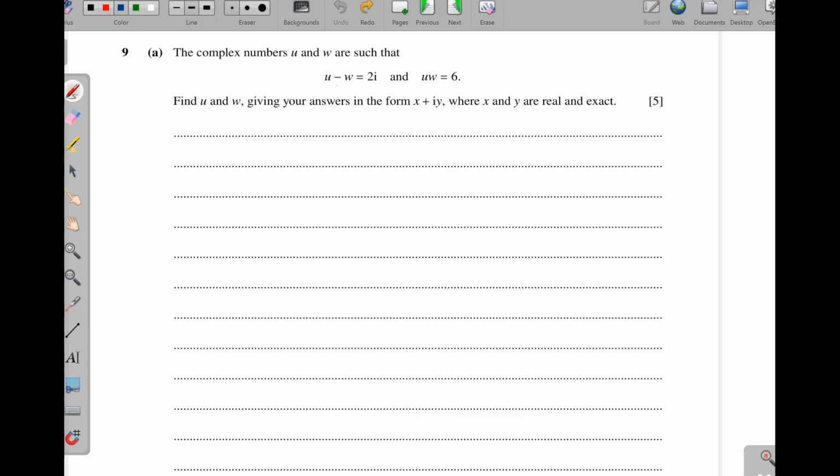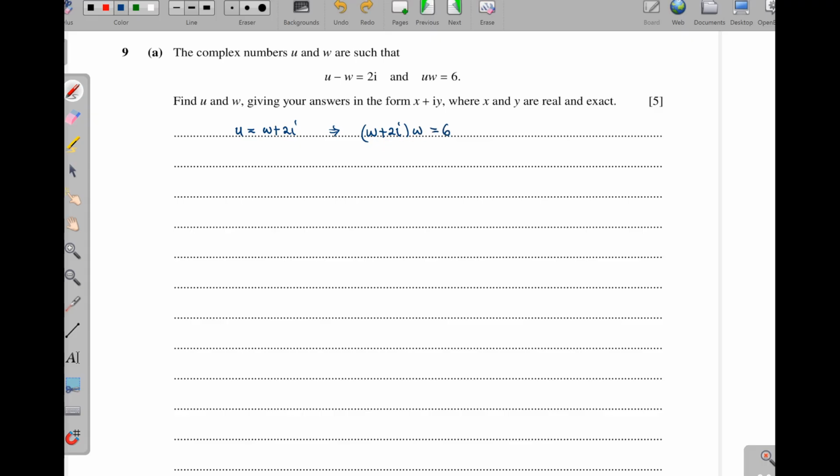Now, from here, we are supposed to solve these two simultaneously. I can express u in terms of w in the first one here. So we shall have u equal to w plus 2i. Then I substitute this in the second one here. So where there is u, I'm going to put w plus 2i, then times w here. Then this one is equal to 6.